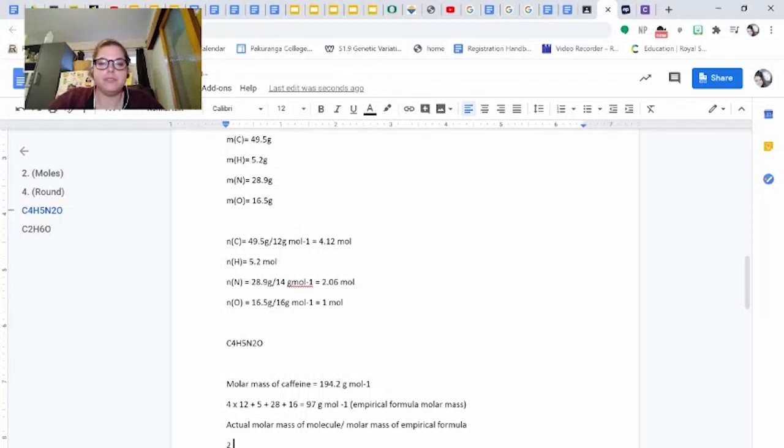You times this coefficient, so multiply this coefficient by the empirical formula. So that means the real molecular formula for caffeine is C8H10N4O2.